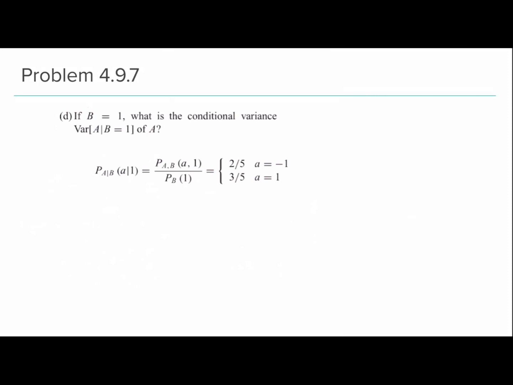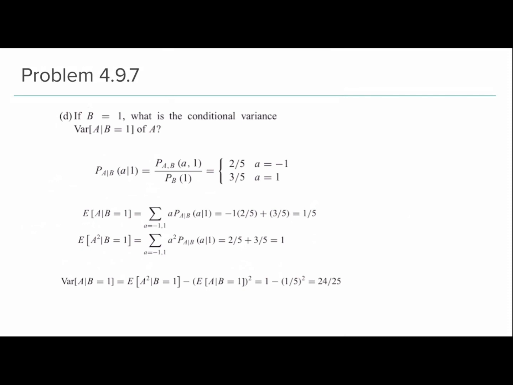So for part D, if B is equal to 1, what is the conditional variance of A given B equal to 1? In the previous part, we had just found the probability distribution of P of A given B equal to 1, and finding variance is simple enough. First we have to find the conditional expected value of A given B equal to 1, which is the sum of A into the PMF of A given B equal to 1, which is -1 into 2 by 5 plus 1 into 3 by 5.